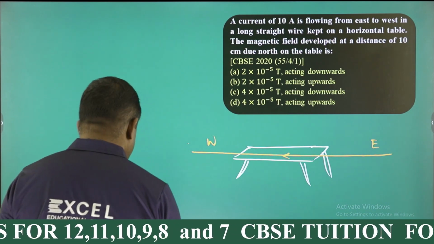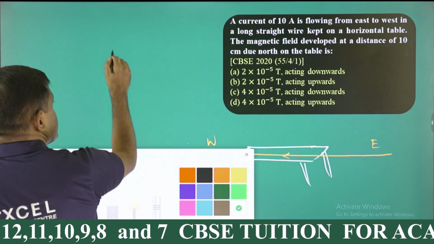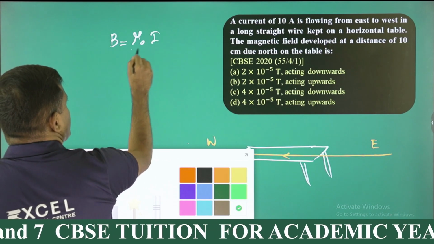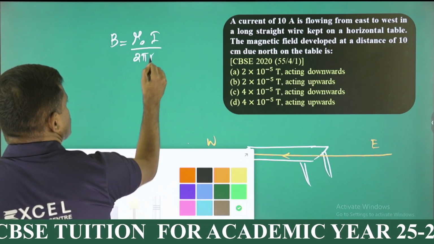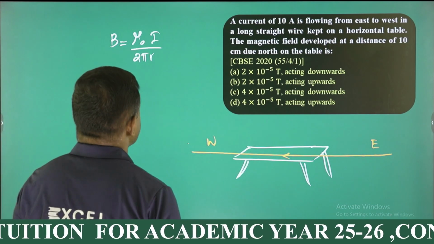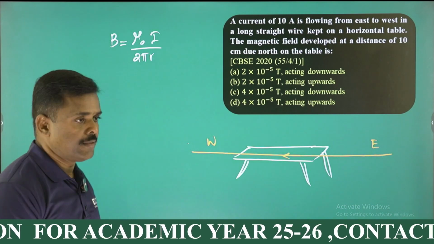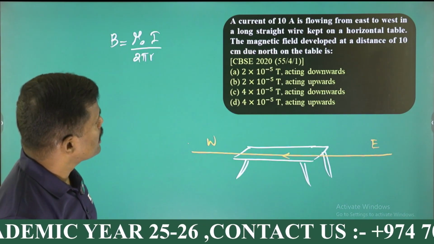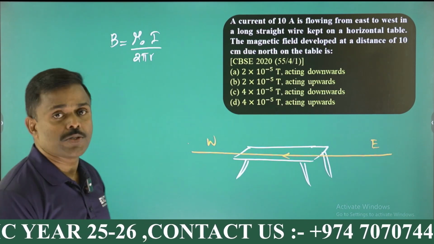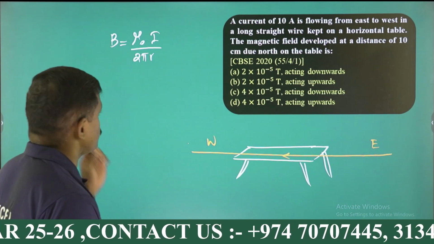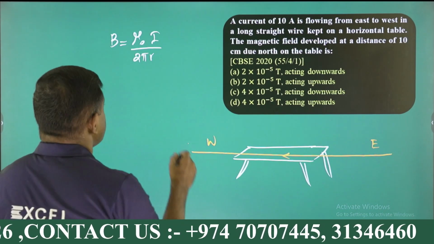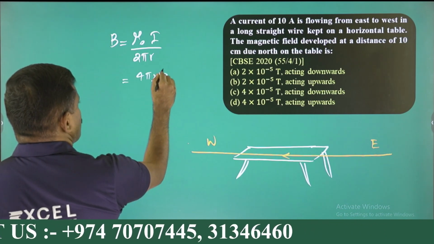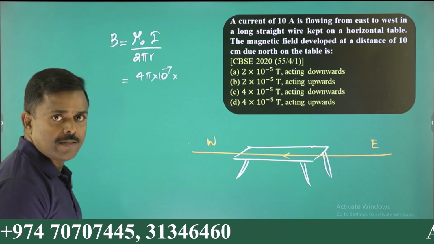It is an infinitely long wire for which the magnetic field is given by mu 0 I by 2 pi r. This is the equation for magnetic field due to an infinitely long wire. Mu 0 by 4 pi into I by r into 2. Infinitely long wire, right? Yes, mu 0 by 4 pi into I by r into 2, or it is mu 0 I divided by 2 pi r. So I put the value here. Mu 0 value is 4 pi into 10 raised to minus 7.